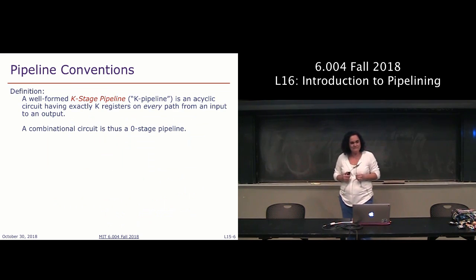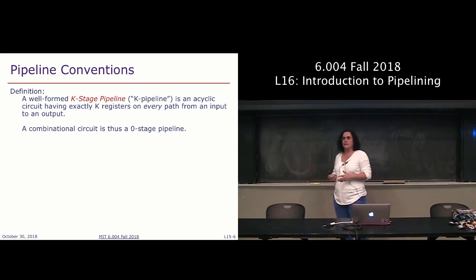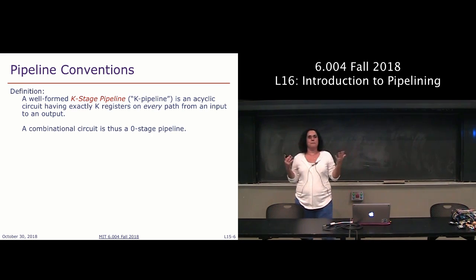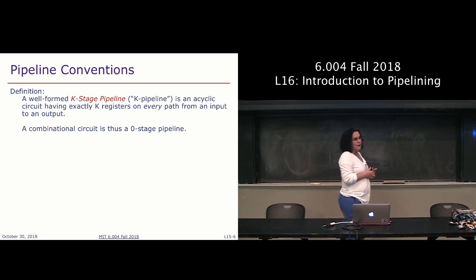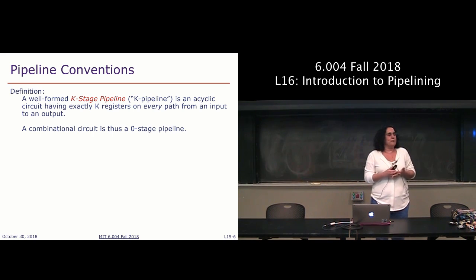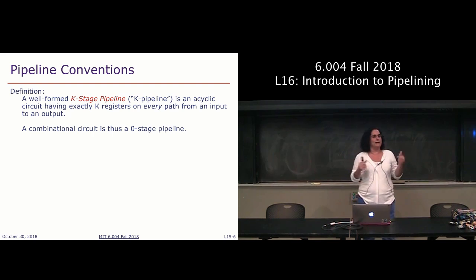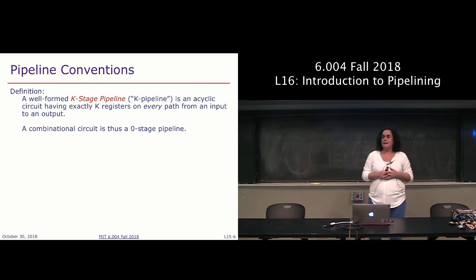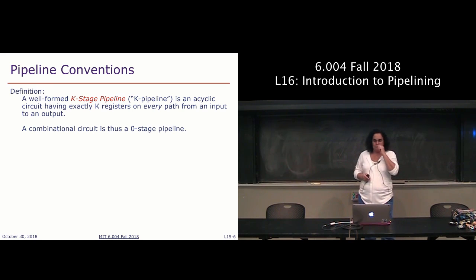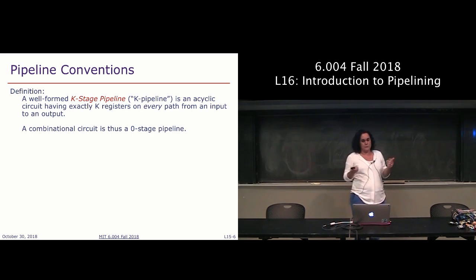All right. So let's first talk about some conventions. In order to be able to build pipeline circuits, what we want to understand is, first of all, what's a well-formed pipeline circuit? A well-formed pipeline circuit is a circuit that has no cycles and that has exactly, if we want to call it a K pipeline, exactly K registers from every input to output. Okay? And if we think about combinational logic, we actually consider that a 0-stage pipeline.